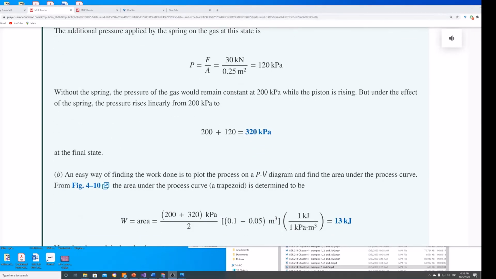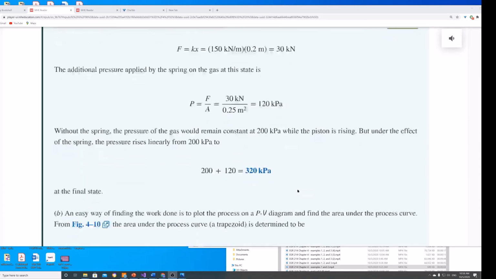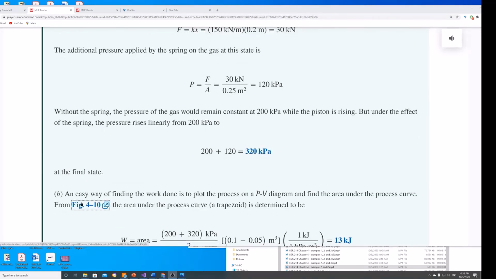The next part of this: that gives us our answer for part A, 320 kPa. That's the pressure in the final state. The next thing is part B. We plot the PV diagram, and then we find the area under the process curve.